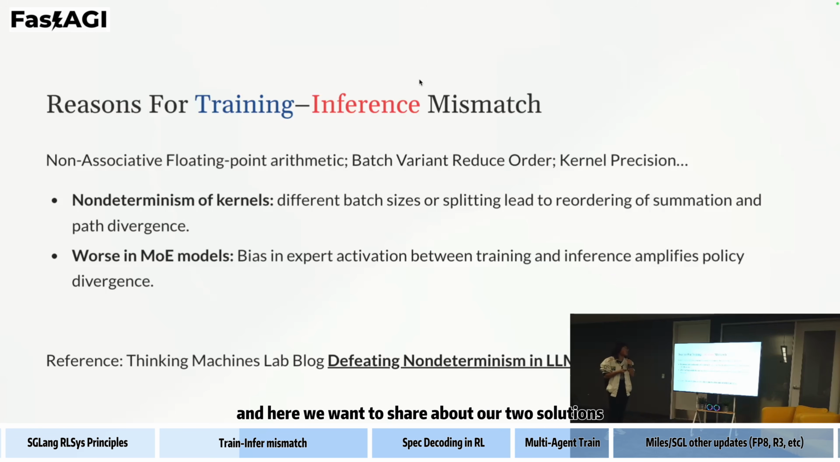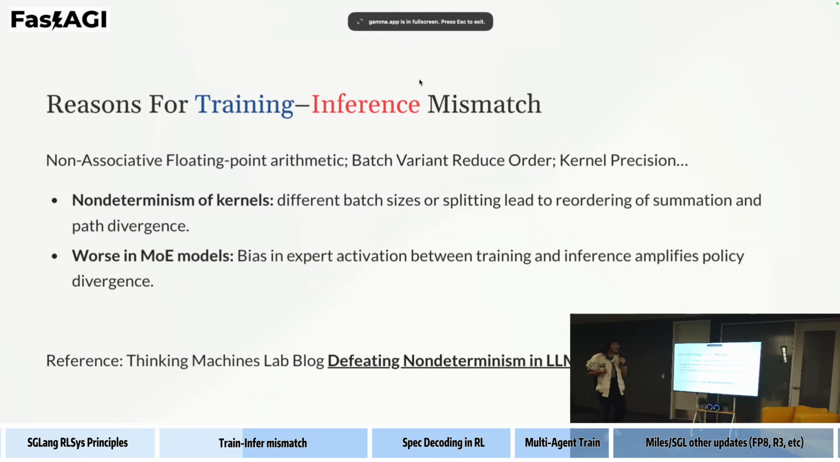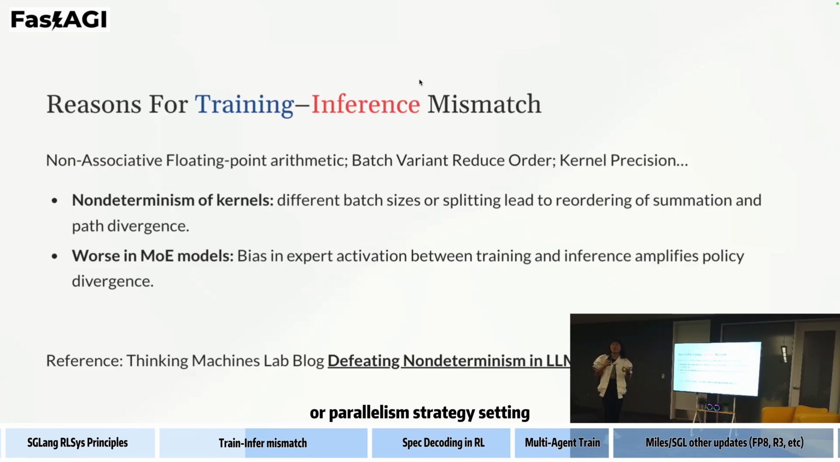And here we want to share our two solutions for controlling train-infer mismatch under our Miles framework. As I said, train-inference mismatch is due to different kernel settings or parallelism strategy settings of the training engine and inference engine, right? So the first thing you can try is to align them. You use the same kernel for SGLang and for Megatron, and you use the same parallelism strategy for SGLang and for Megatron. Does that make sense?